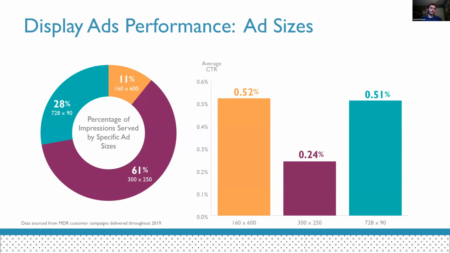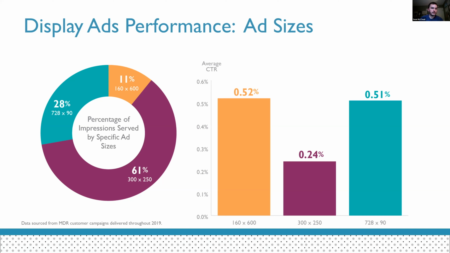So here's the percentage of impressions served. 61% of the impressions that we served in 2019 were to the 300 by 250 size, and that's on web and mobile device. The next highest was the leaderboard ad, the 728 by 90, which served 28% of our impressions. And the 160 by 600, the skyscraper, was 11% of the impressions. You'll see that the leaderboard and the skyscraper performed very well. They had a 0.52% click-through rate on average last year, which is huge.